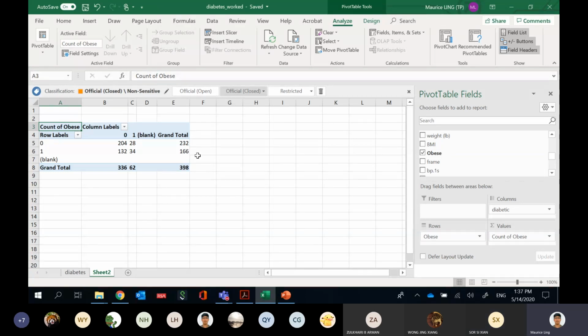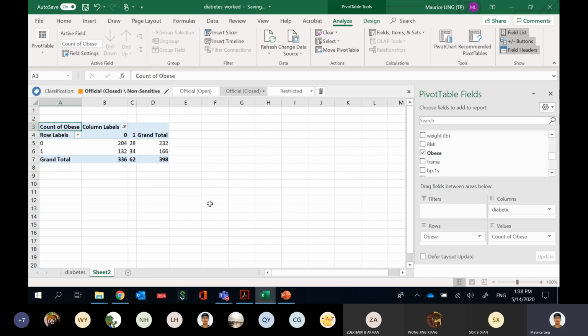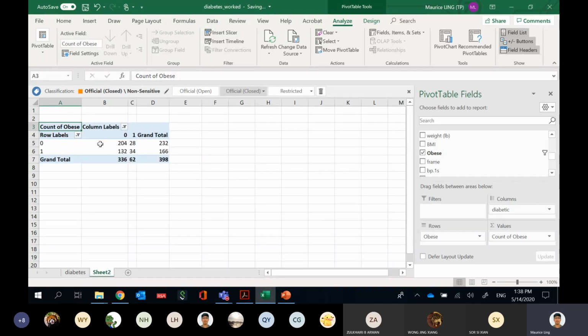So now the problem is this. If you click on the column labels, look at my cursor here, I will have 1, 0, and blank. I can throw away the blank. Blank means no data. Don't bother with it. Rows, also blank, I can throw away. Okay. So I come out with this. Basically, I remove the blanks. Now, is this a correct contingency table that we want?